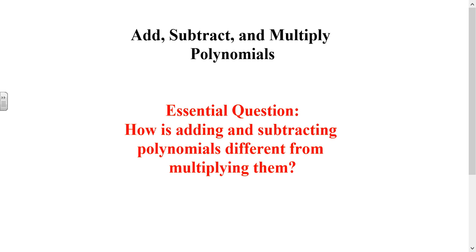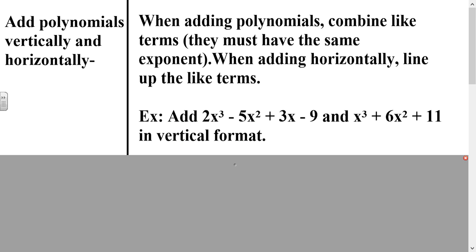Today's lesson is how to add, subtract, and multiply polynomials. So your essential question is, how is adding and subtracting polynomials different from multiplying them? So let's take a look at a few examples.